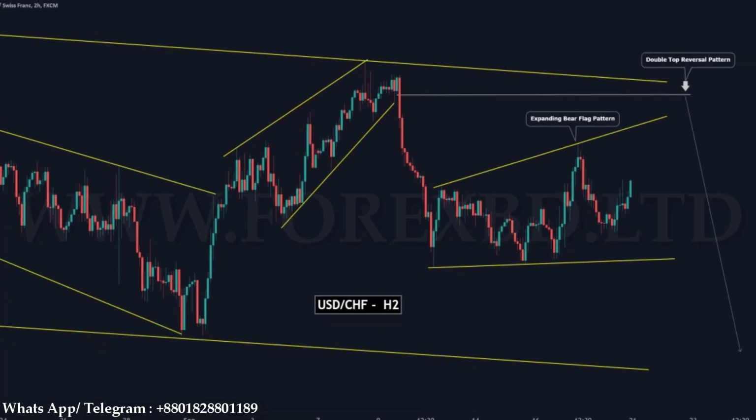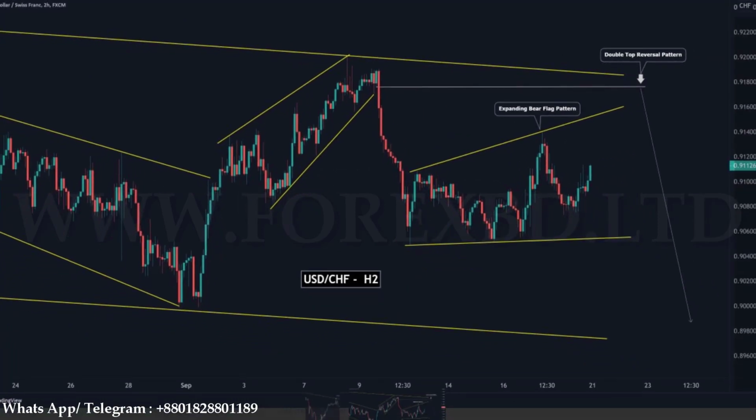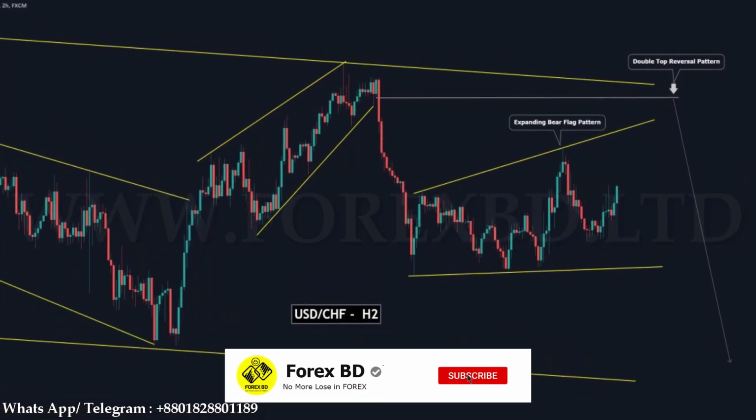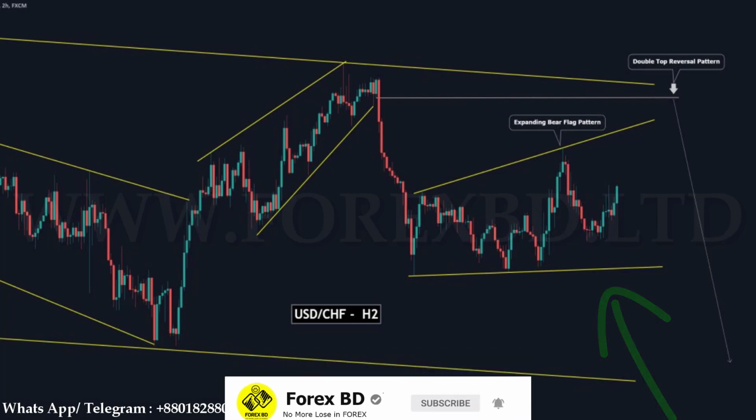Next, USD CHF. I am currently in this currency and here I am in the H2 time frame. So to make it easier for you and to do the analysis in a short time, I have already done the analysis. Here you can see the market was in different channels at different times. As you can see in this place, the market has created a bearish pattern.